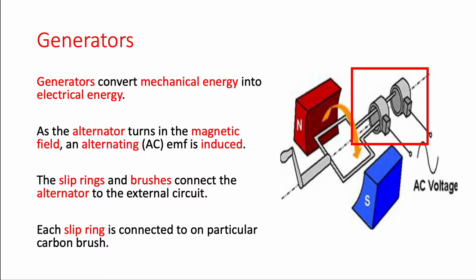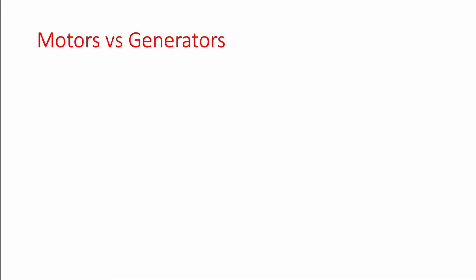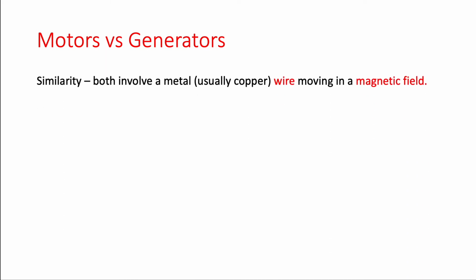Okay, so again, you don't need to know a lot about the construction of these things. You need to know these basic ideas. So what I thought I'd do is summarize a few of them for you. Similarities and differences. Well, a similarity, you'll not likely be asked about this in the exam, but I thought it was worth pointing out. Both of them involve a metal wire, or ideally a metal coil, moving in a magnetic field. Okay, and I could be even more specific there. I could say it's a metal coil rotating in a magnetic field. We'd usually use copper for that.